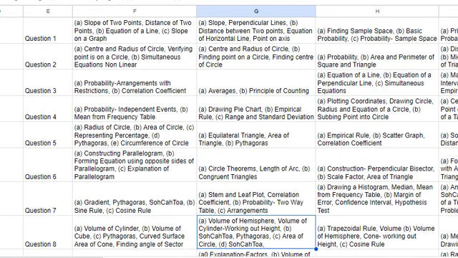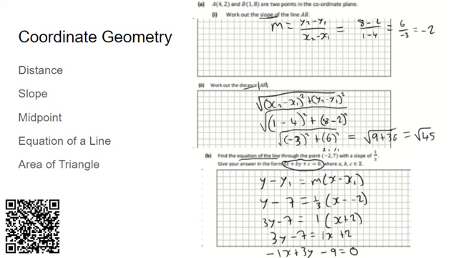So I'm going to go through a number of topics now. The first one is coordinate geometry, and I've put down a list of words here: distance, slope, midpoint, equation of a line, and then area of a triangle. They should be familiar to you. They're on a page in the log tables and there's a formula for each one. They are all the same topic, just one thing that you should be revising.